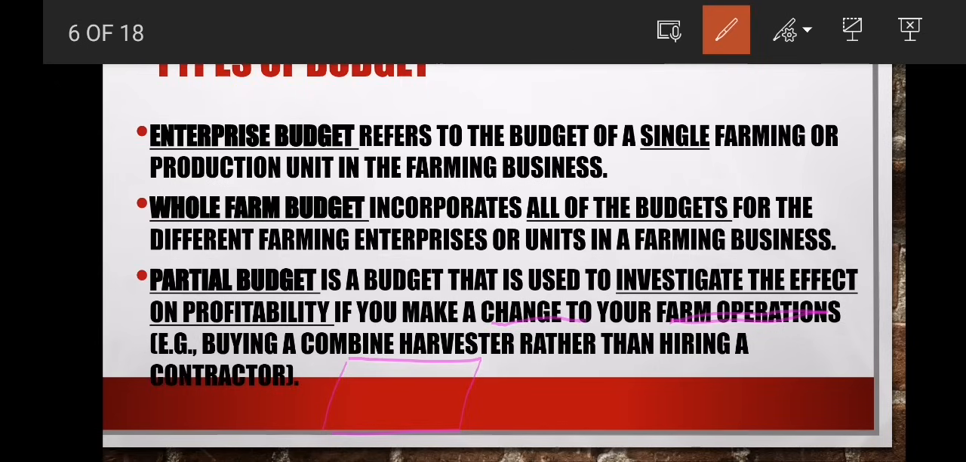So sometimes in this case, an exam type question. Again here, they can give you a budget. Then they will say, which type of budget is this one? So you must check whether it covers all the enterprises in a farm.